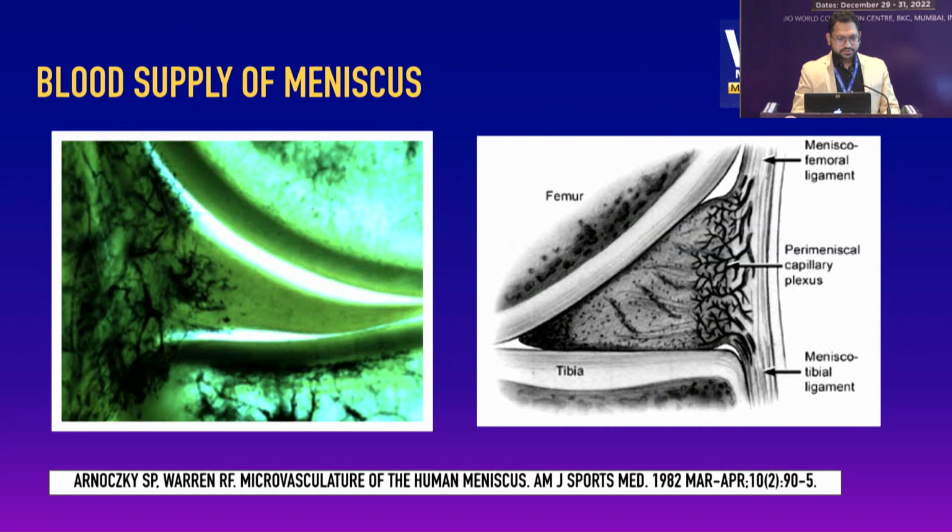Then the most important is the blood supply of the meniscus. As you can see in this picture, the blood supply mainly comes from the periphery. The perimeniscal capillary plexus gives blood supply from the periphery to the inner free edge. So the maximum blood supply is at the periphery.